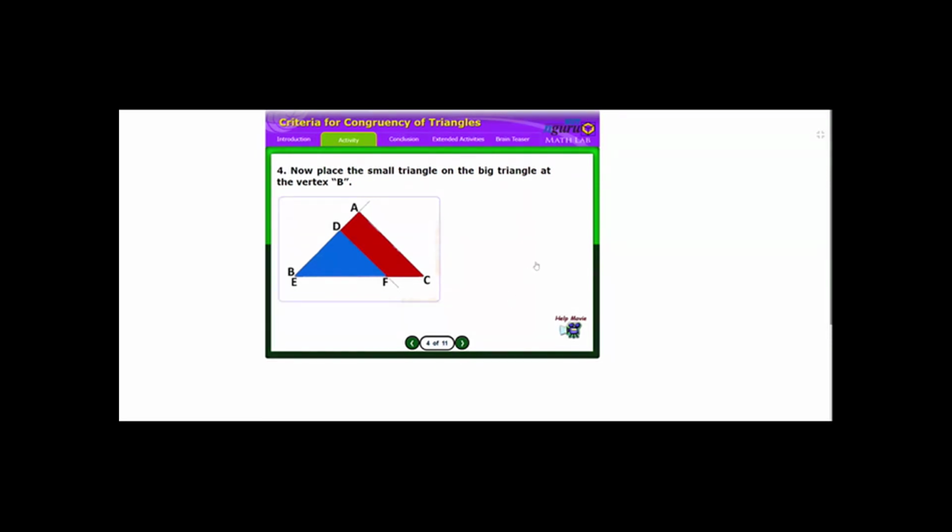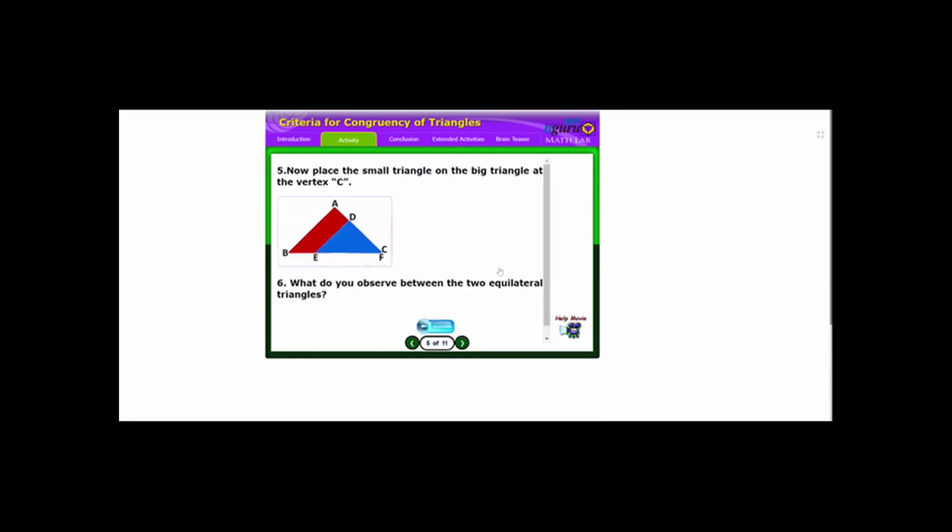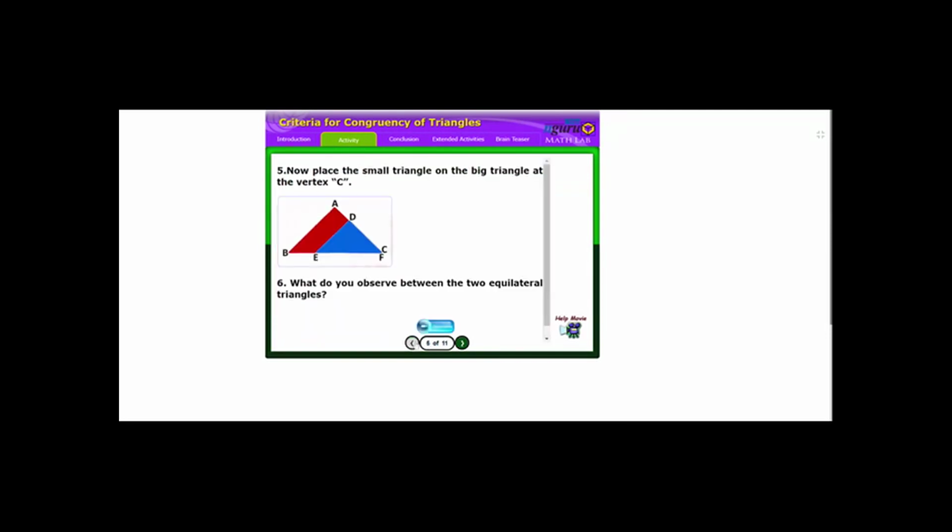Now place the small triangle on the big triangle at vertex B. Are they overlapping? No, ma'am. Now place the small triangle at the vertex C. Are they overlapping? No, ma'am. Therefore we can say that AAA is not a criteria for congruency. Correct. Now see here SSA.